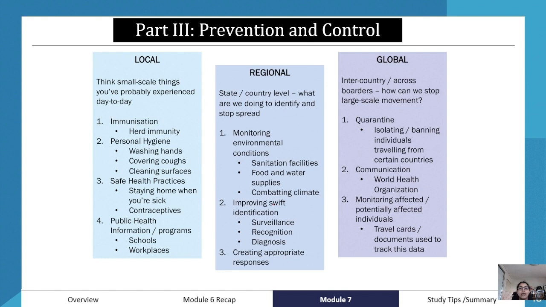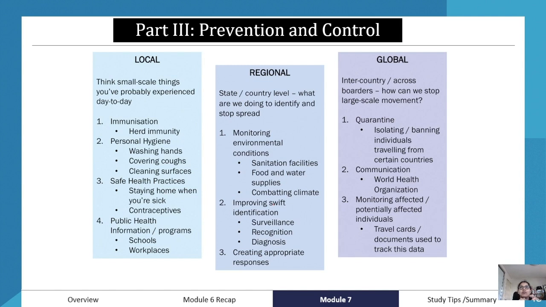Global is when we're now looking at generally the biggest scale, and we're firstly looking at quarantine, so isolating, banning individuals from traveling. So as you would know, travel basically shut down in 2020 as a result of this in most countries. Communication is done through reputable sources, like the World Health Organization, and monitoring affected and potentially affected individuals, like travel cards, documents used to track this data.